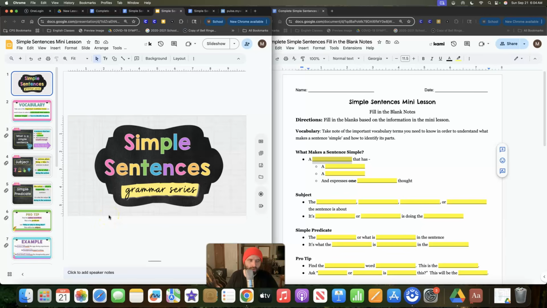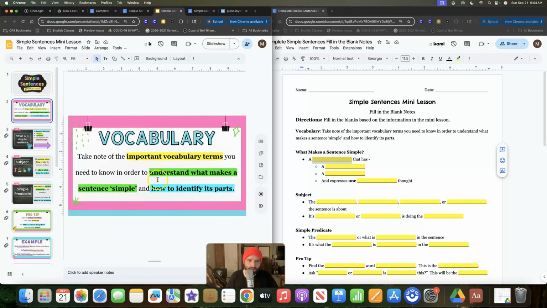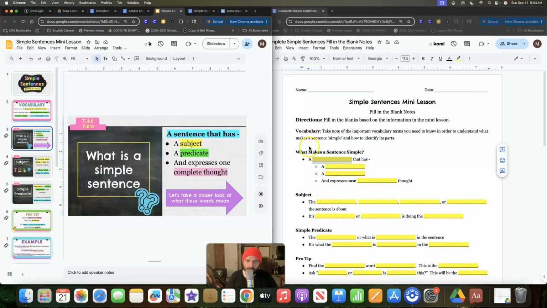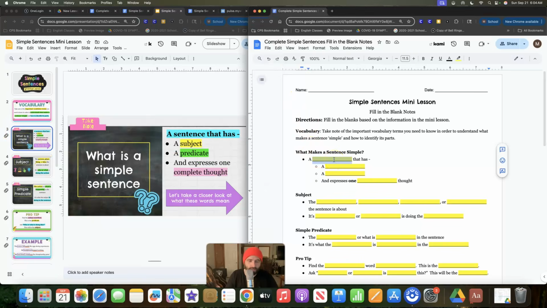Hey everyone, this week we're going to build on clauses and phrases with simple sentences. Now, something to note about simple sentences is our goal is to understand what makes a sentence simple and how to identify its parts. And some of this is going to look similar to clauses and phrases because a simple sentence is simply just an independent clause.